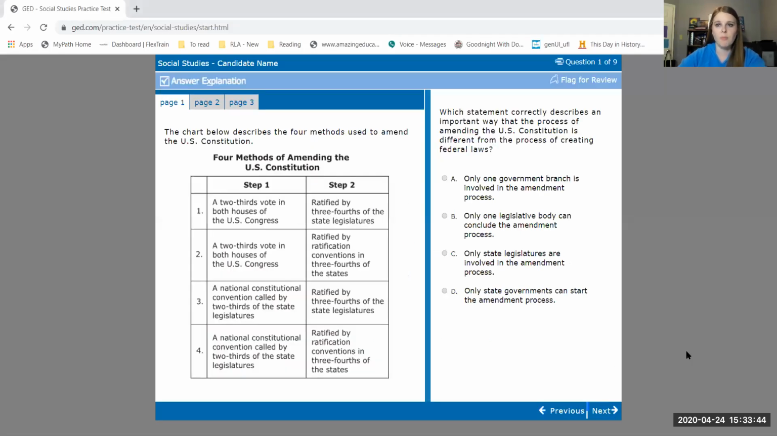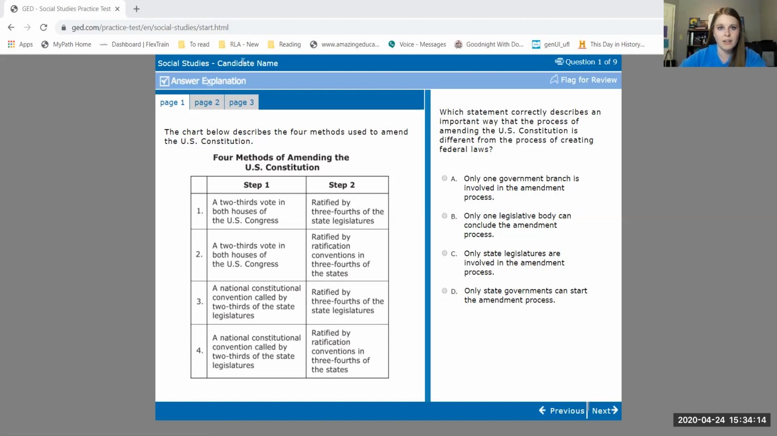So I approach the first question and I notice at the top here, we have pages 1, 2, and 3. There are 3 different parts to the reading for this question. So let's take a look at each one. We see page 1. Let's read the title of this chart, 4 methods of amending the US Constitution. Step 1, step 2. There's 4 different ways.